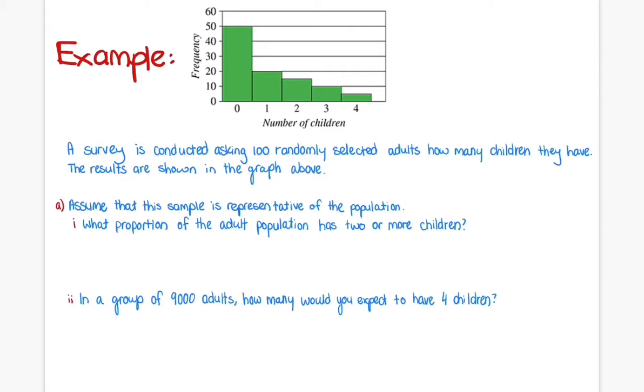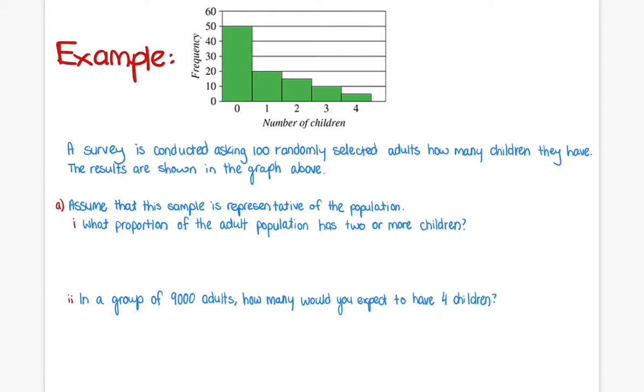For this example, we've got a graph looking at the number of children and how many times that number of children comes up. If you look at it, 0 children came up 50 times, 1 child 20, and so on, then 15, 10, and I'd say 5 for that last one. It says a survey is conducted asking 100 randomly selected adults how many children they have. The results are shown in the graph above. Assume that this sample is representative of the population. It's a random sample with no bias included. What proportion of the adult population has 2 or more children?